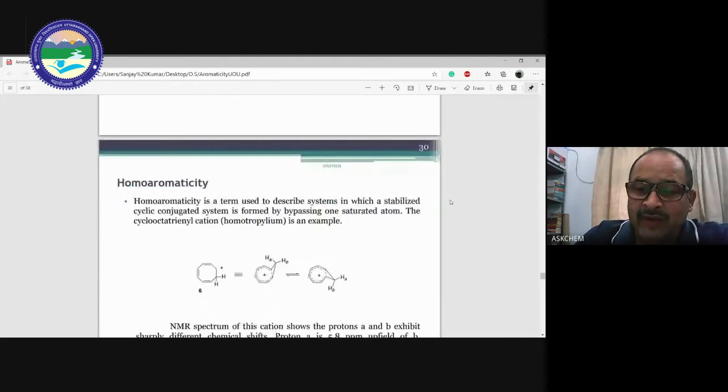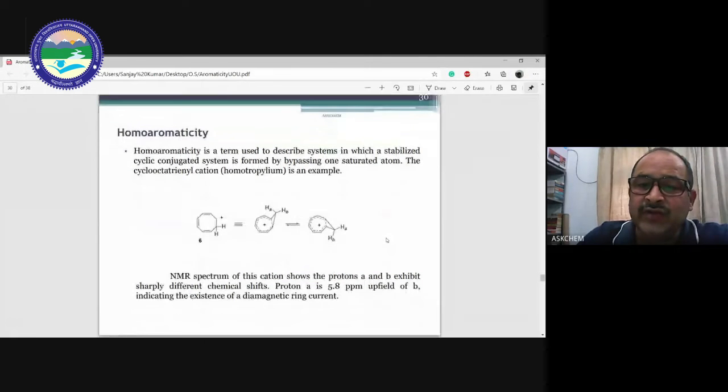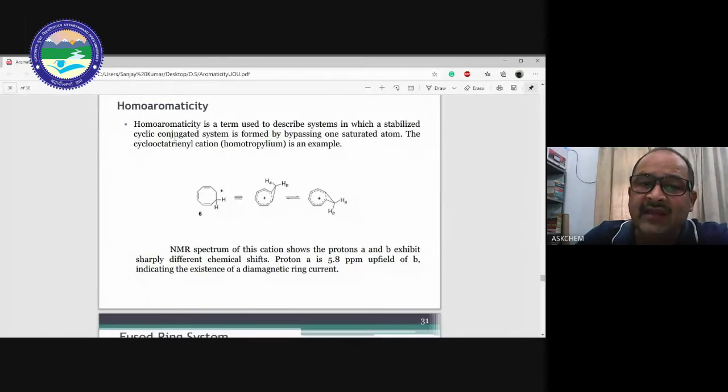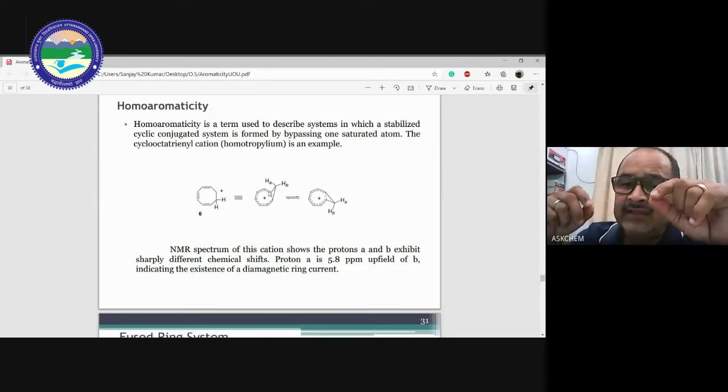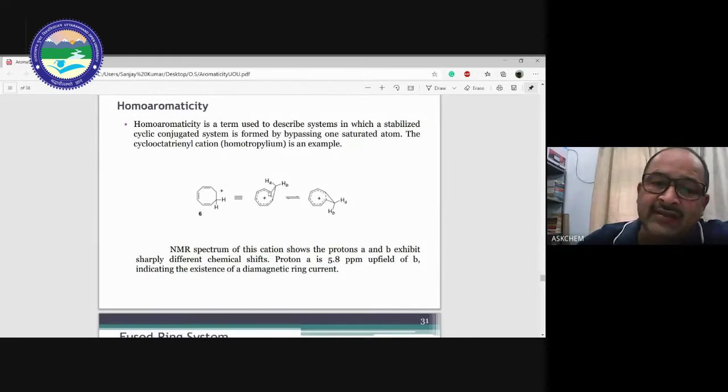Now next is the case of homoaromaticity. Homoaromaticity is a term used to describe systems in which a stabilized cyclic conjugated system is formed by bypassing one saturated carbon. Like in the case of this cyclooctatriene, there is one methylene group, and proximal to it is a carbocation. If you raise this methylene group out of the plane, then it becomes the cycloheptatrienyl cation, and the cycloheptatrienyl cation becomes aromatic on account of having 6 pi electrons. This provides the aromaticity of the ring, because only one saturated carbon is out of the plane, the rest are in the plane of the molecule, and that's why a ring current is induced in the cyclic conjugated system.